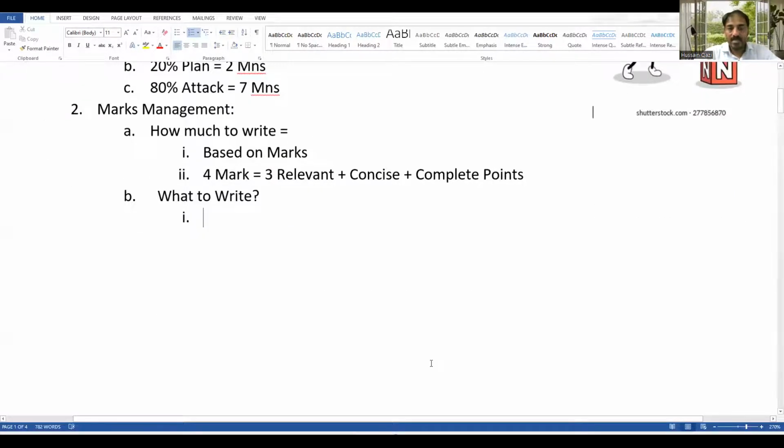Number 2, what to write. That means you have to think and plan. Before attacking, you have to think what 3 points you need to write. For example, whenever you are commenting on the NPV or APV, always start with facts. That is called interpretation. Always start with the facts.